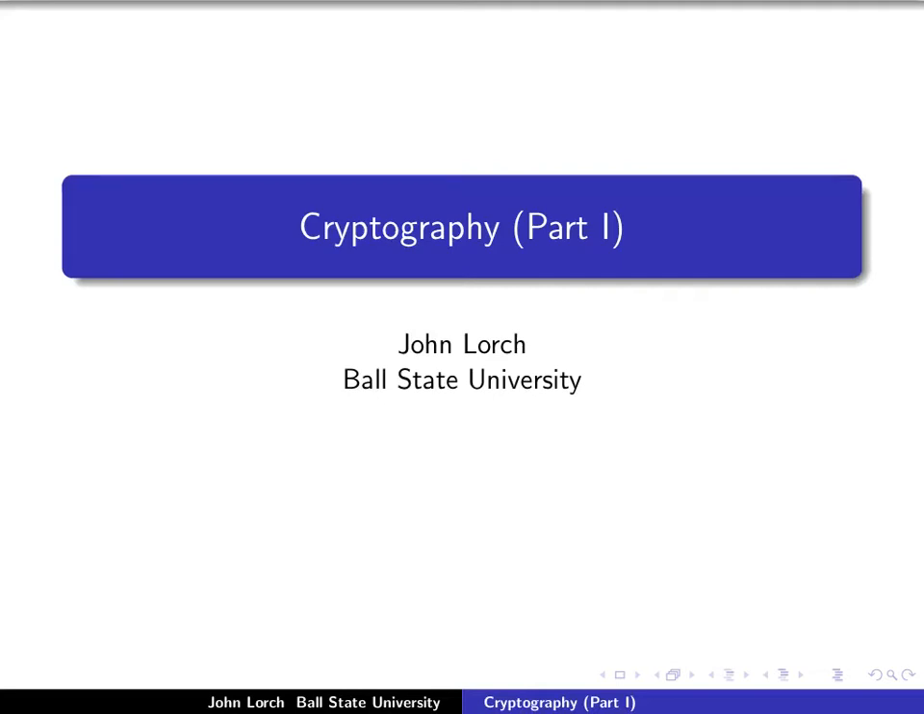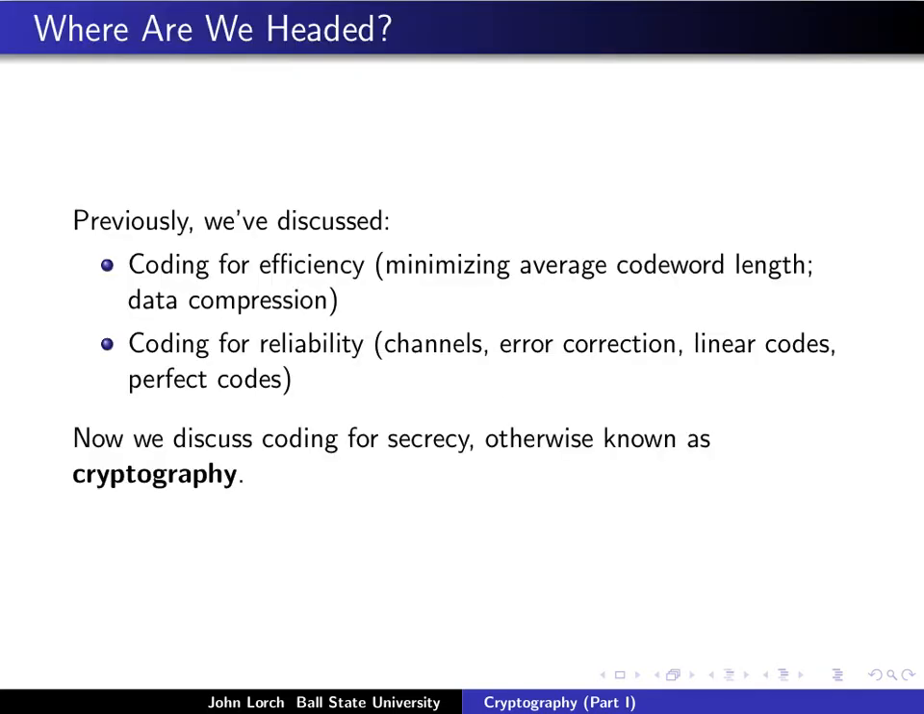Hi everyone, this is part one of our material on cryptography. Previously in our course, we've discussed coding for efficiency, for instance, minimizing average code word lengths and data compression. We've also discussed coding for reliability, which involves sending messages through channels, error correction, linear codes, perfect codes, and things of that nature. So now we're going to shift gears and discuss coding for secrecy. This is otherwise known as cryptography.